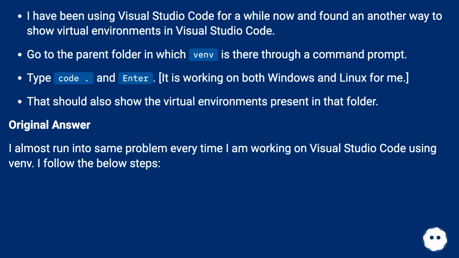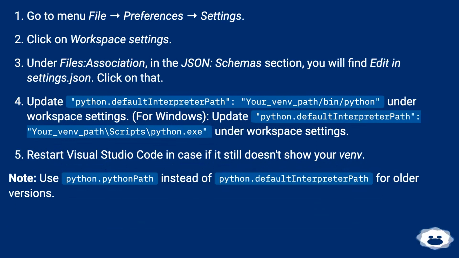Original answer. I almost run into the same problem every time I am working on Visual Studio Code using venv. I follow the below steps. Go to Menu, File, Preferences, Settings. Click on Workspace Settings. Under Files Association, in the JSON Schema section, you will find Edit in settings.json. Click on that. Update python.defaultInterpreterPath: your_venv_path/bin/python under Workspace Settings.